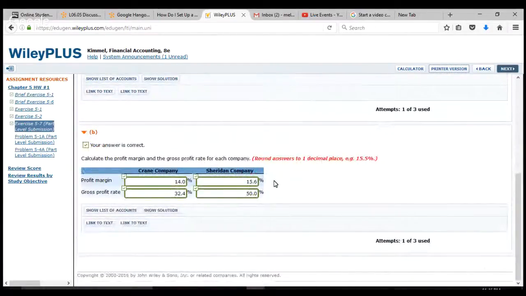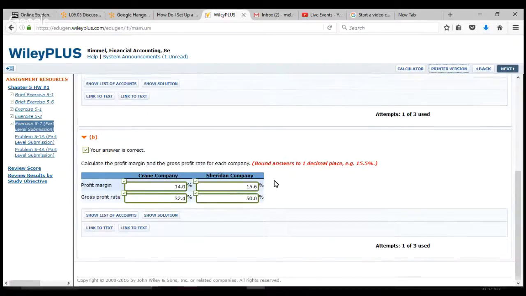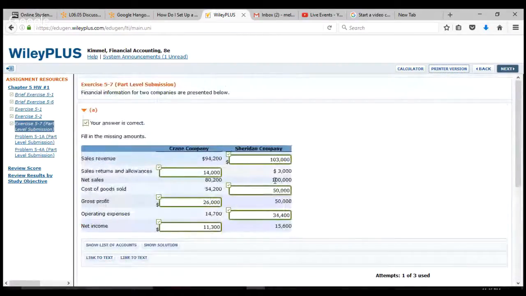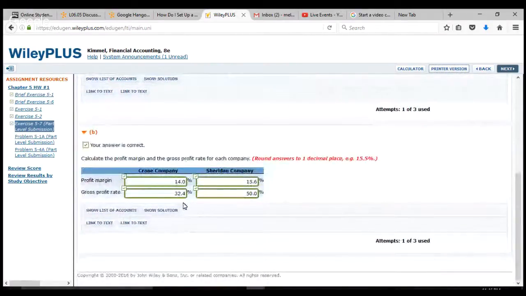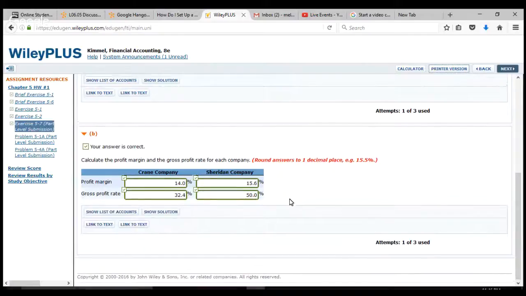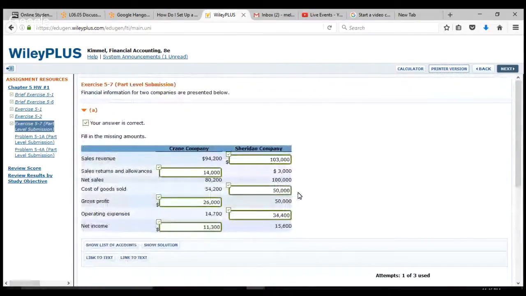On the gross profit rate, you take your gross profit and divide it by your net sales. So with the Crane Company, you come up here and you get your 26,000 and you divide it by 80,200 and you get your 32.4%. And then with the Sheridan Company, take your 50,000, divide it by your 100,000 and you get 50%.